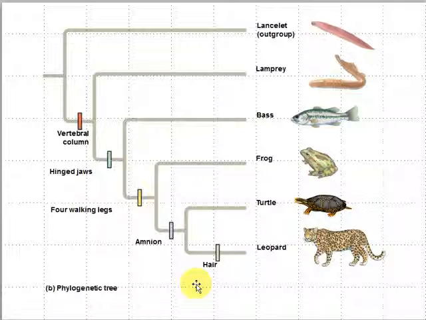So for the moment, why don't we take a quick break? We'll come back and look at phylogenetic trees that actually have a time frame and certain years involved in them, and how they're perhaps a little bit different than the ones we've been looking at so far. Take a break, be right back.